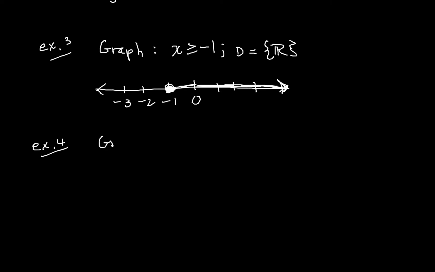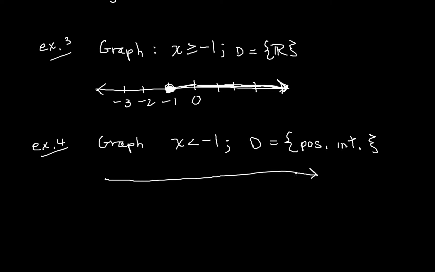This one is graph. These are all going to say graph. X is less than -1. Sounds simple so far. And the domain, check this one out, is the positive integers. So there's not going to be any negative numbers, it's only going to be positive integers, so it's going to start with 1. So 0 is neither positive or negative, so we don't color that one in.